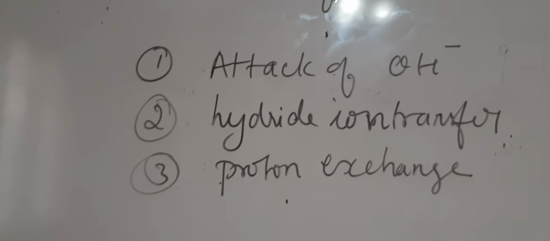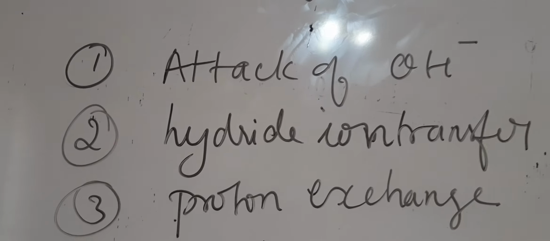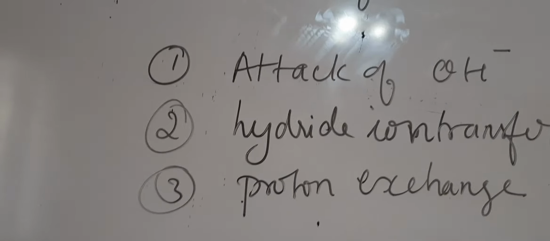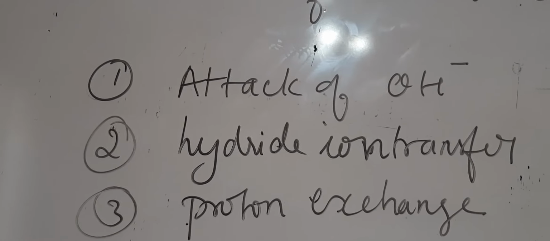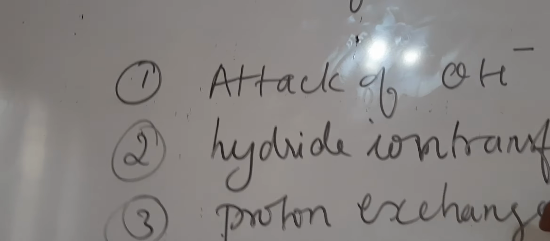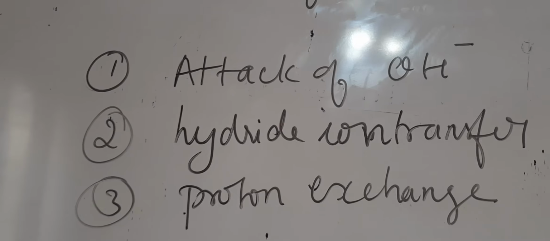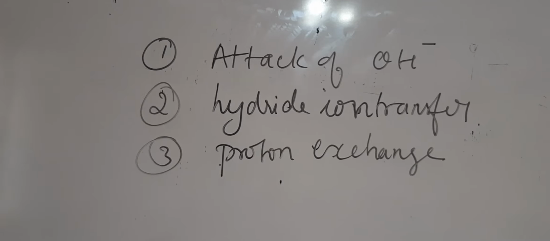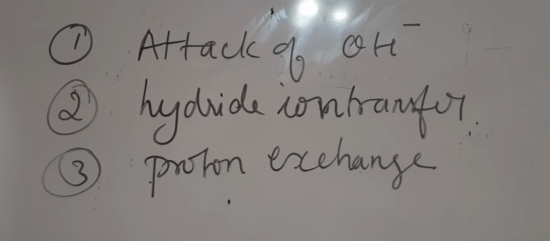Now I'll see about the mechanism of Cannizzaro reaction. So this involves three steps. Attack of OH minus ion. OH minus ion from the alkali will attack the carbonyl group of one of the aldehyde molecules. And next step, hydride ion transfer occurs, and the third step is the proton exchange. So three steps: attack of OH minus, hydride ion transfer, proton exchange reaction.